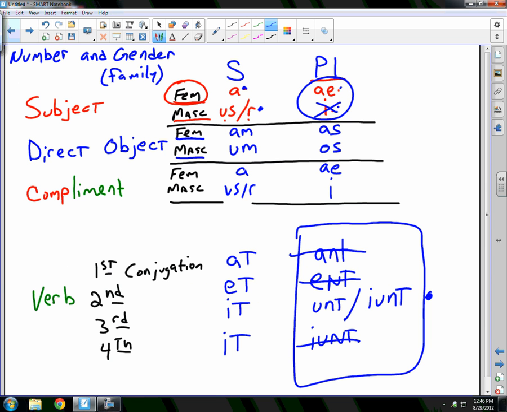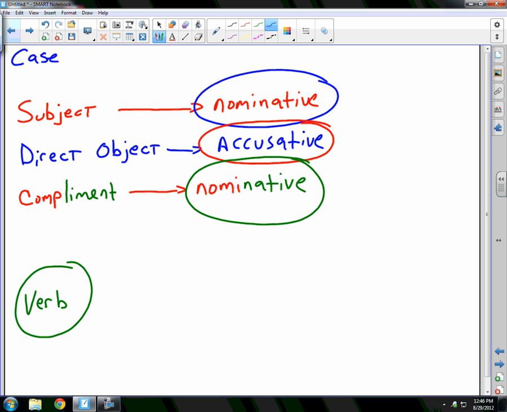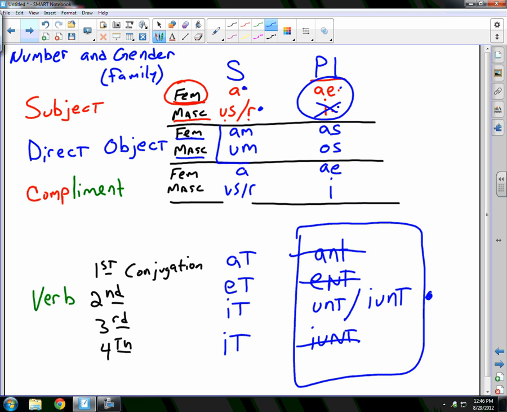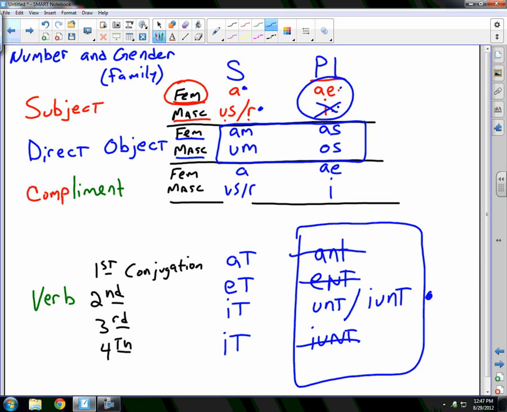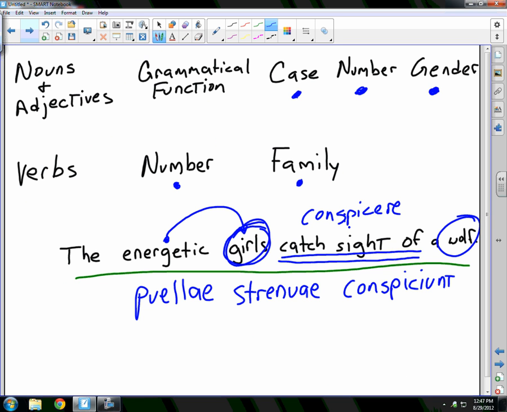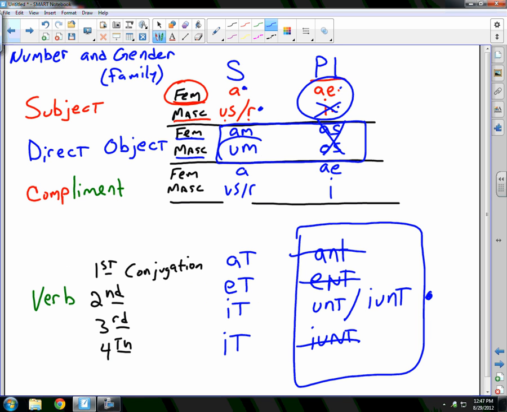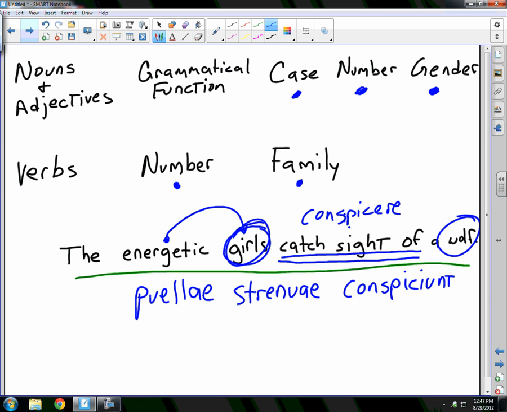If I go over here, I know that the case of the direct object is going to be accusative. My accusative endings are right here. So it's one of those 4. It's either AM, AS, UM, or OS. I've determined the case. I need to know if it's singular or plural. In this case, wolf, there's only one of them, so it's singular. I can eliminate these 2. It has to be AM or UM. The last thing that I'm looking for is the gender. Is a wolf feminine or masculine? I know that it's masculine, so my answer is UM. So I have the base, which is LUP. It is the accusative singular masculine, lupum.